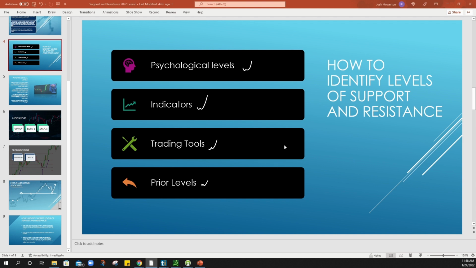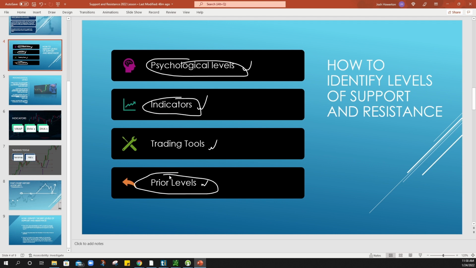All right. So you have psychological levels, and we had a couple of those. We had 175, correct? Indicators, what do we have? We had the 200 SMA. Trading tools, we didn't utilize any trading tools. We didn't have any downtrends, uptrends, or fibs, but we had a lot of prior levels. So we were able to use psychological levels. We were able to use indicators, and we were able to use prior levels. We were able to use 3 out of the 4 to identify levels of support and resistance.